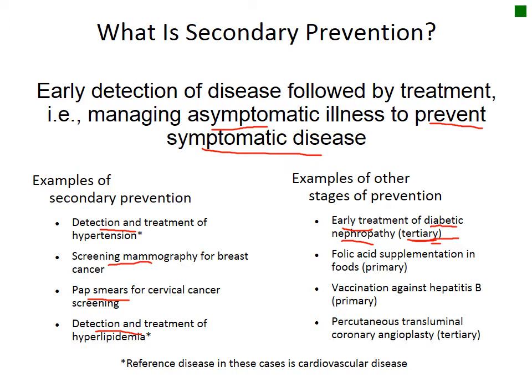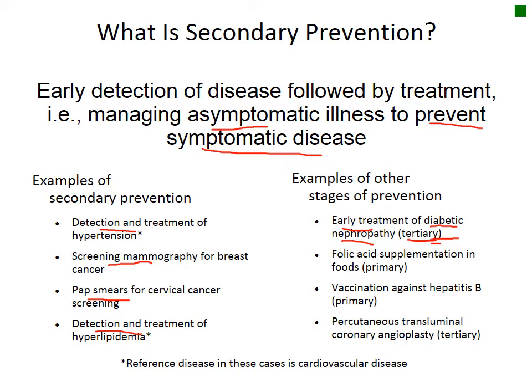So for example, it's early detection because we're trying to manage an asymptomatic illness. That's the key word here: it is asymptomatic. The patient has yet to be symptomatic of the illness. So that's key in terms of secondary prevention. And obviously the ultimate goal is to prevent it from becoming symptomatic. So that's the importance here of secondary prevention. And we'll talk a lot about screening, because that is the major secondary prevention activity.